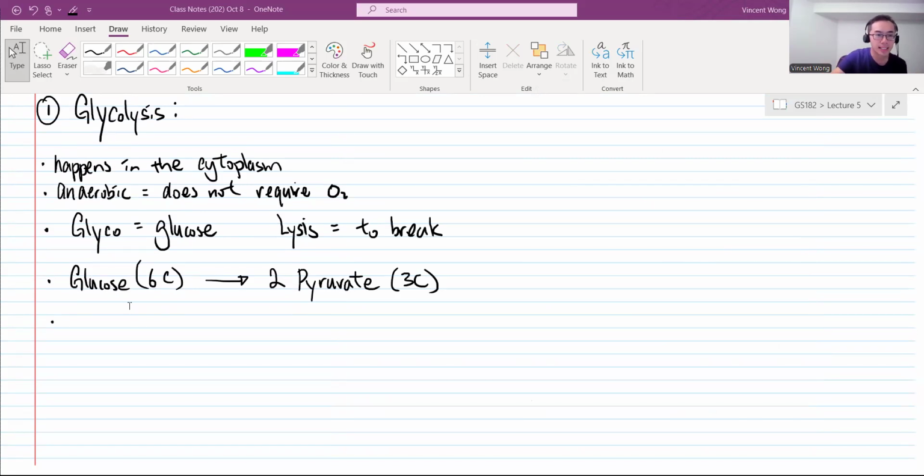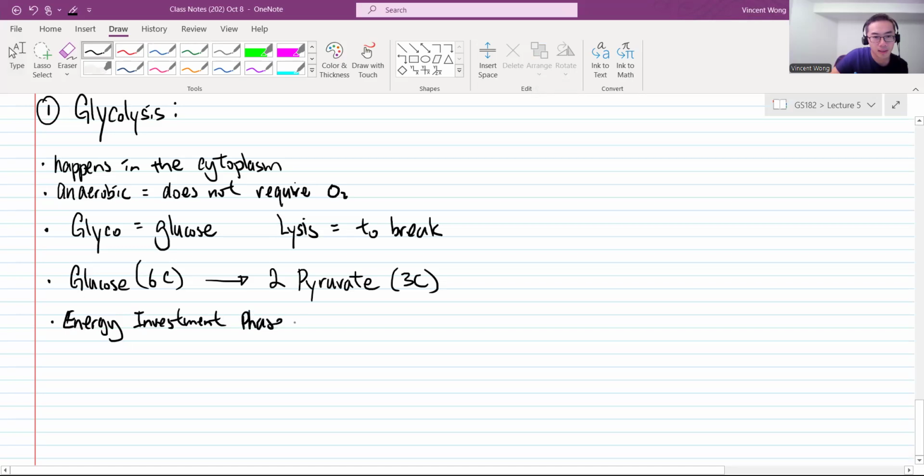glycolysis is separated into 2 main phases, if you would. We have the energy investment phase, which is pretty much steps 1 to 5. And then we have the energy harvest phase, which is steps 6 to 10, basically.